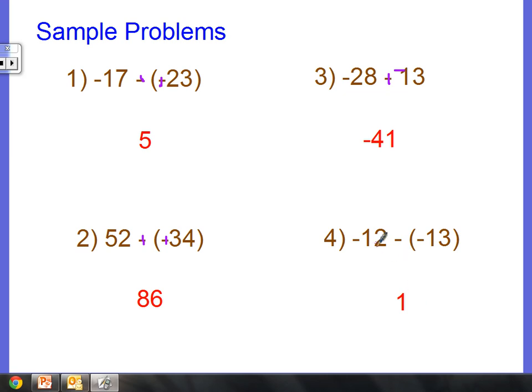For number 4, it's negative 12 minus negative 13. We're going to change that to adding positive 13. We find the difference. The difference is 1. 13 has a larger absolute value, so we keep its sign, which is positive, for an answer of positive 1.